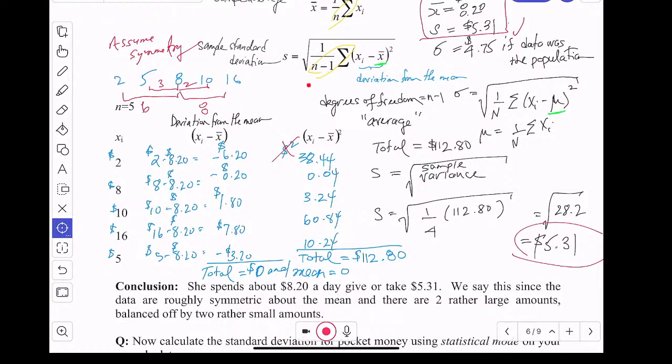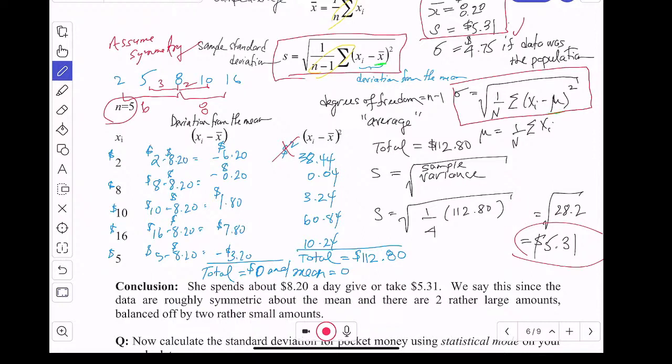No, it's n minus 1. Because there's 1, 2, 3, 4, 5 observations. And because we are using a sample, we divide by n minus 1, not n. Only for the population do you divide by n. You'll have to watch the video again.